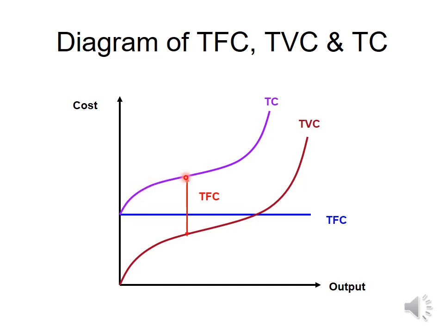This difference between your total cost and your total variable, this vertical difference, is your total fixed. Can you see here? When your total variable is zero, you only incur total fixed cost. So that is all your total cost that you have, because you only have fixed cost when you are not producing anything. As it goes up, it will follow the shape of your TVC, depending on how much you produce. So the difference between your total cost and total variable is your total fixed.